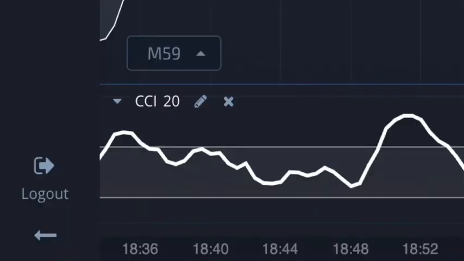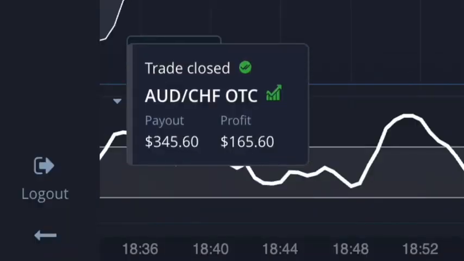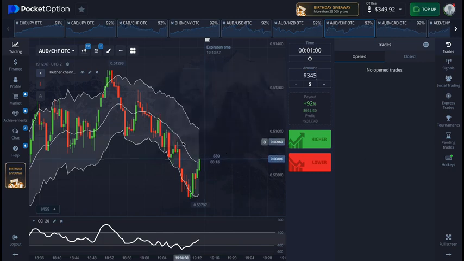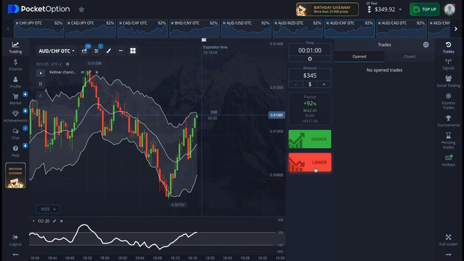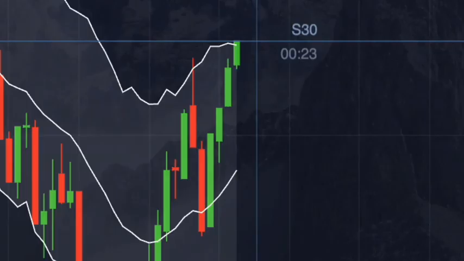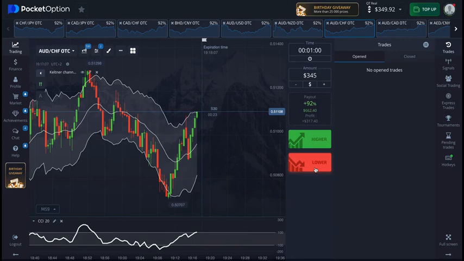As you can see, it's again in profit. This strategy is very nice. Here in this trade, it's again not that clear, but both indicators show that the price is overbought. CCI is going outside the upper part of the indicator and the Keltner channel as well. Let's take a down trade and see.